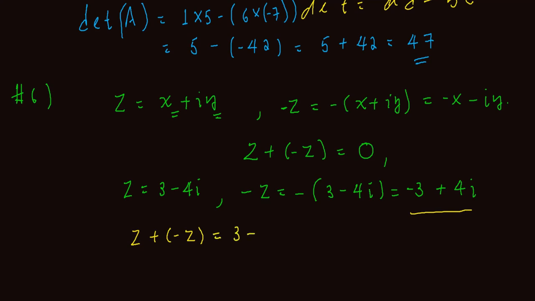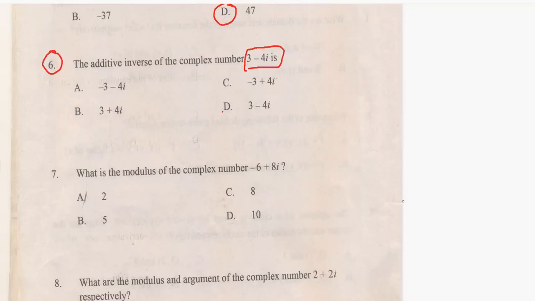This means 3 minus 4I, no, z plus minus 3 plus 4I. So if you add the real part together, it will be 3 minus 3 and the imaginary part minus 4I plus 4I. So this is 0 plus 0, which is 0. So your answer will be C. The additive inverse of 3 minus 4I is minus 3 plus 4I.